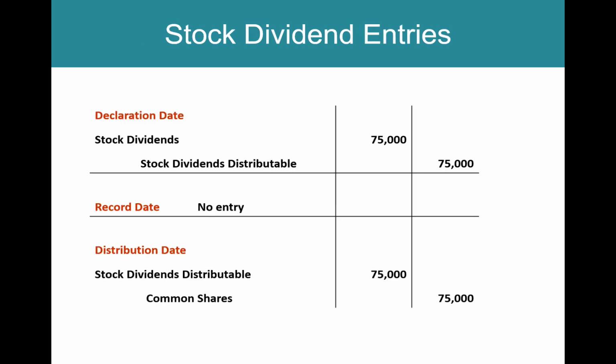On the declaration date, we're going to debit stock dividends for $75,000, and we're going to credit a weird-looking account called Stock Dividends Distributable. Remember, a payable is a future sacrifice of an asset. Now, because we're giving up some equity here, we can't call this a liability. Instead, we're going to call this a stock dividend distributable. It's a promise to distribute some stock in the future. On the date of record, there is still no entry. And finally, on the distribution date, just like we would satisfy a liability, we're going to debit the stock dividends distributable account and credit common shares.